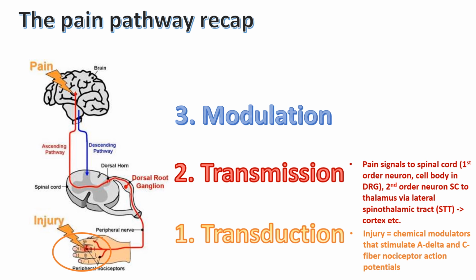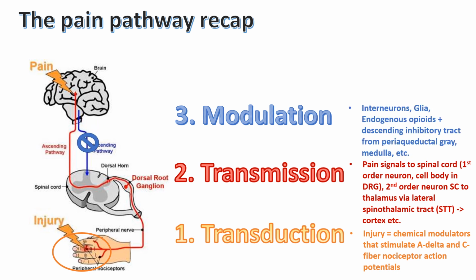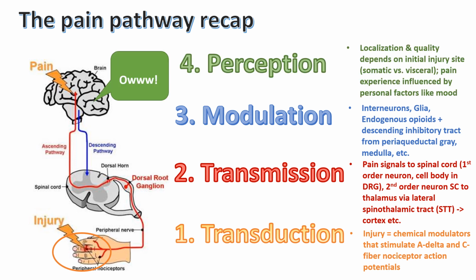The signal can be modified at multiple different places along the path, including through interneurons, glia, endogenous opioids, and the descending inhibitory tracts like the periaqueductal gray. Perception of pain has to do with whether it is localized in the periphery of the body or in visceral organs, and our experience can be influenced by many personal factors, including our mood.